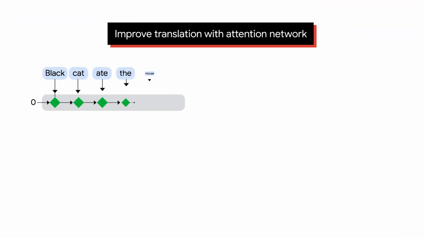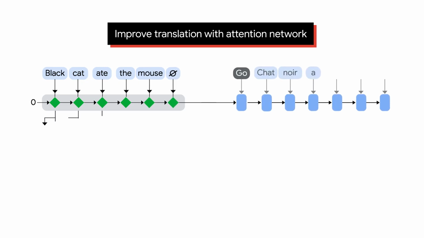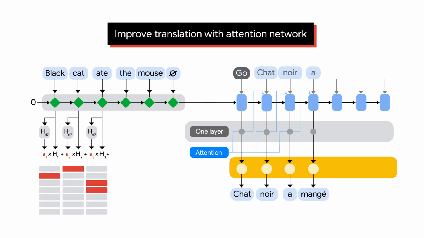Let's now connect all the pieces together. Before moving on, let's define some notations. Alpha represents the attention weight at each time step. H represents the hidden state of encoder RNN at each time step. HD represents the hidden state of decoder RNN at each time step.